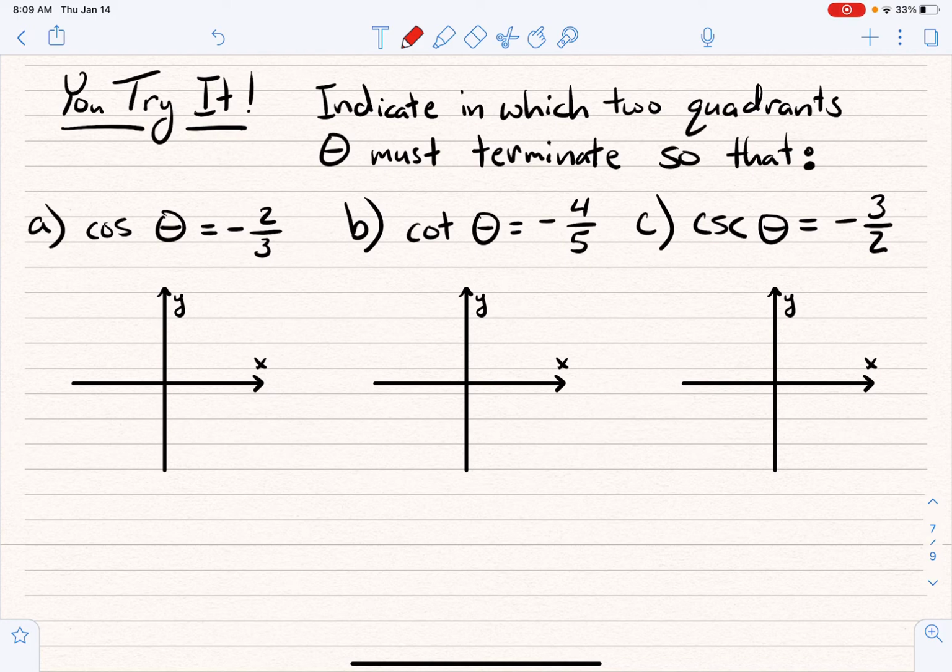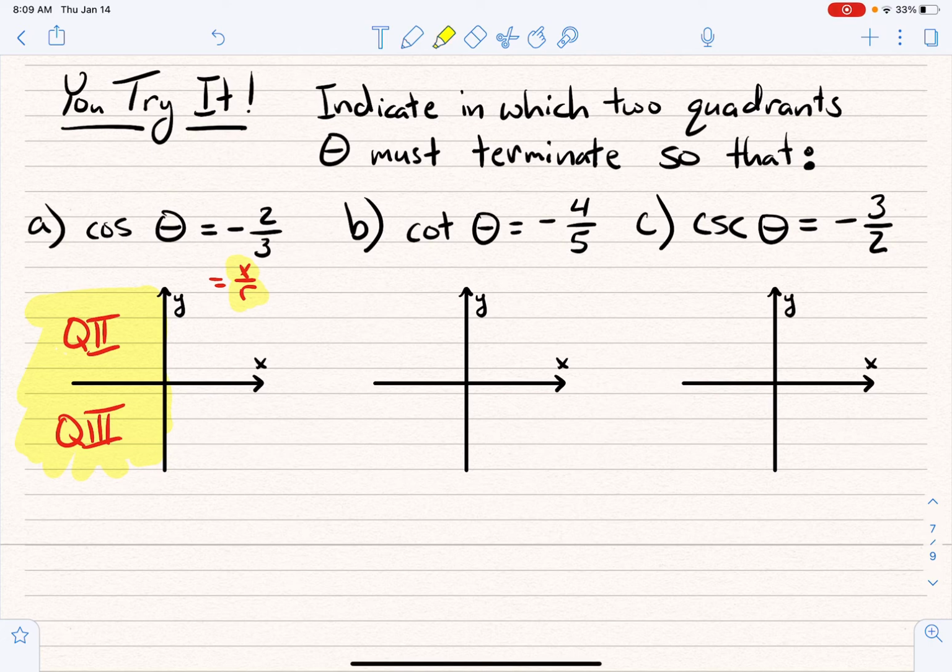Okay, let's see how you did. Hopefully you went through these and it made some sense. You've got to remember, what is cosine theta? Cosine theta is x over r. R can't be negative, but x can be. And so for cosine theta to be negative, we're dealing with where x is negative, which is back over here. Okay? And so that would be quadrant 2 and quadrant 3.